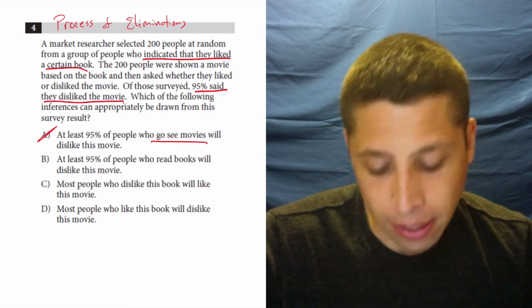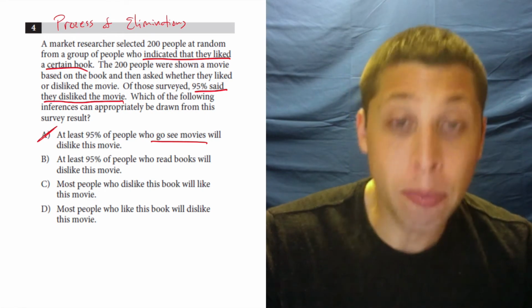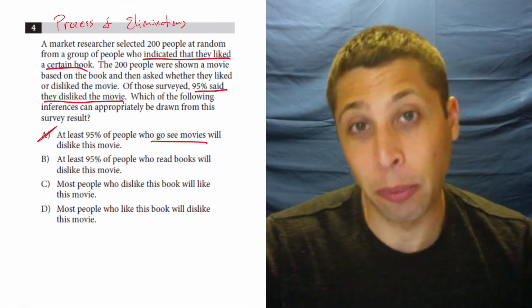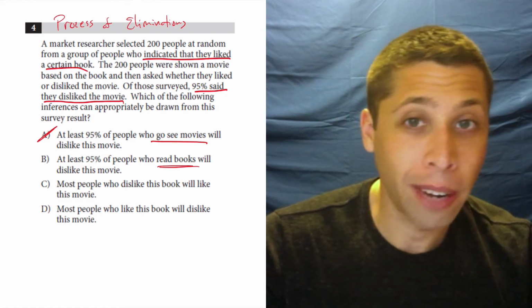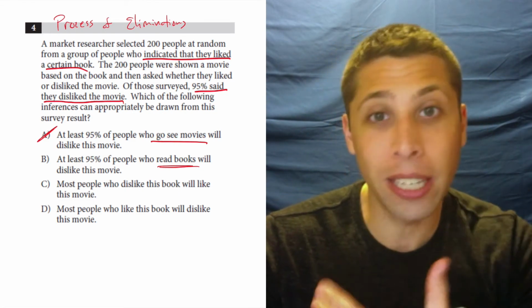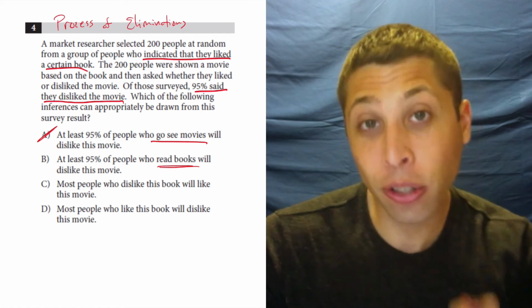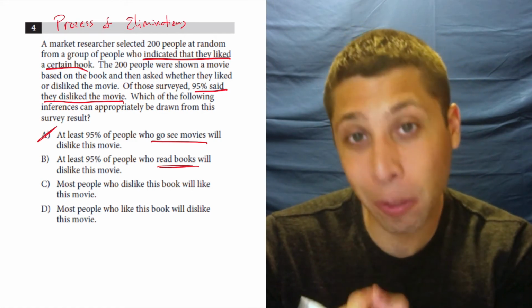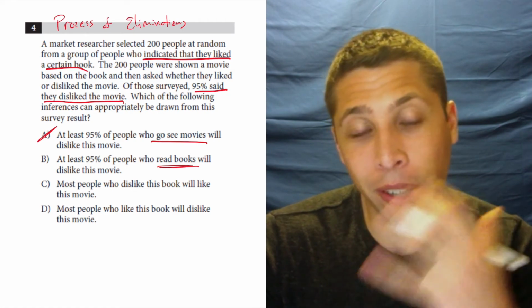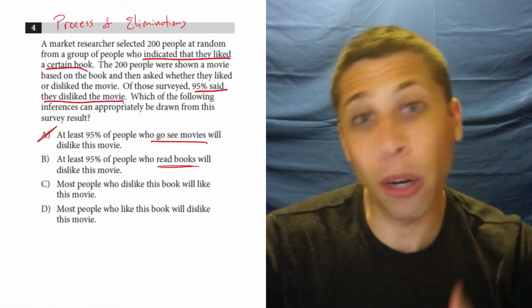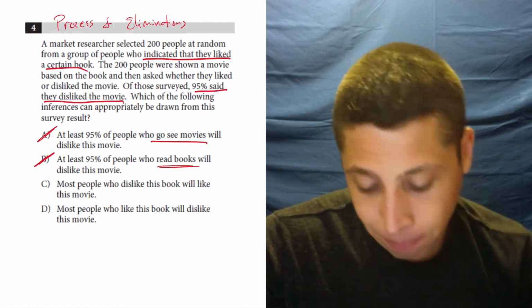B, at least 95% of people who read books will dislike this movie. We're getting closer, but we're not talking about people who read any book, right? The 200 people here did not just read a book. They read a certain book, the very specific book that the movie was based on. So again, we're not matching the story. We're going too far. We're going beyond what they're saying.